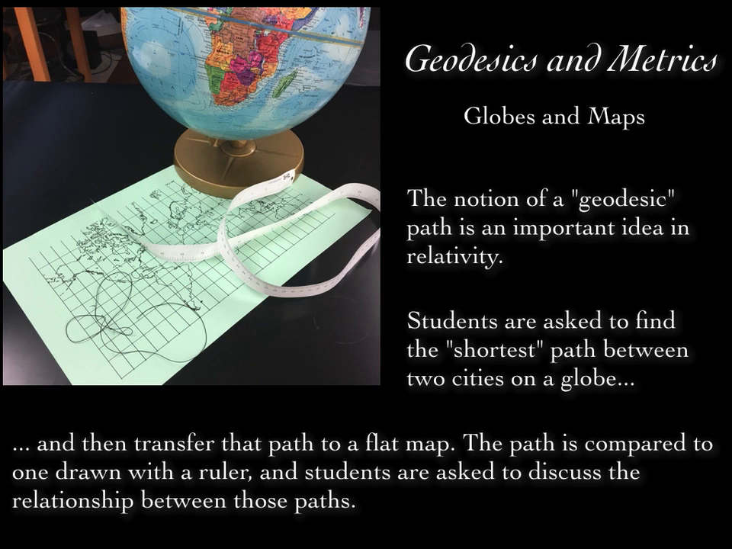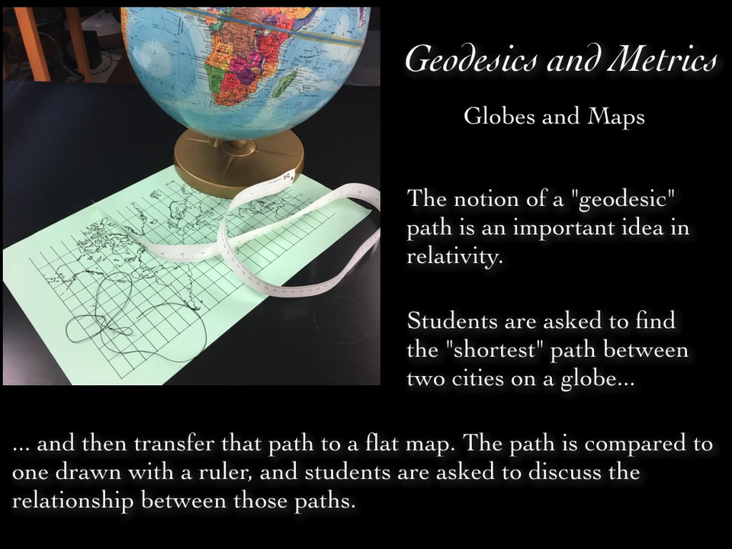So with some string and some curved rulers, students can draw a path between 2 cities on a globe and then transfer that path, by using landmarks on land, from the curved surface of the globe to the quote-unquote flat map. They can see that the shortest distance between 2 points on a globe does not correspond to the shortest distance that you would obtain with a ruler on the flat map.